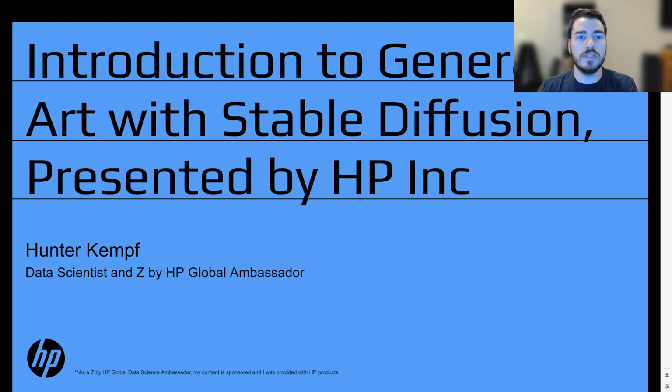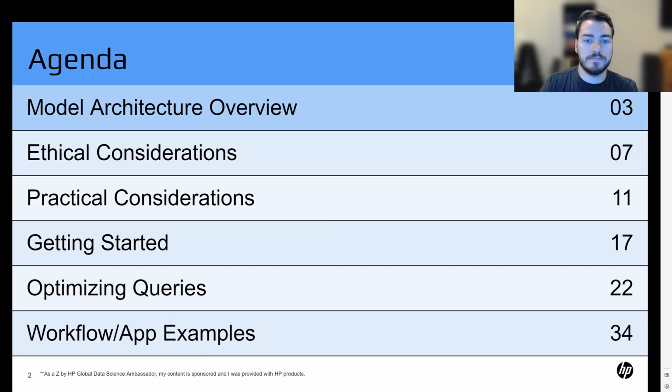I'm going to go through today an introduction to generative art with Stable Diffusion presented by HP. So, a quick agenda here for the topics we'll cover. First, we'll go over a model architecture overview, some ethical considerations, some practical considerations, then a getting started chunk, as well as a more in-depth optimization chunk, and some workflow or app examples.